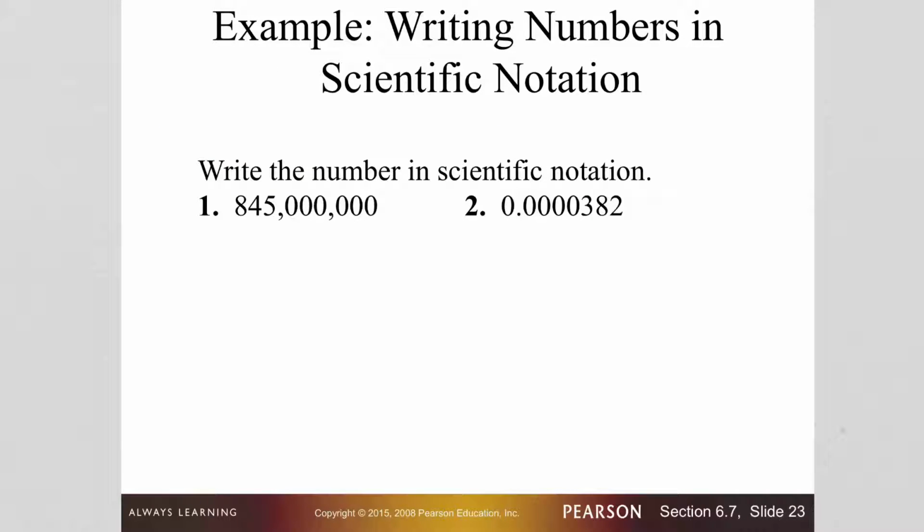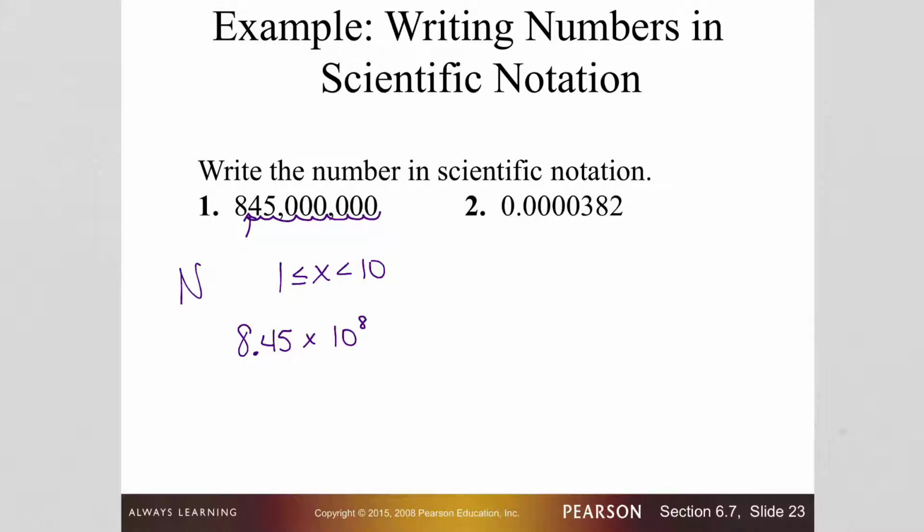Okay, so in this problem, number 1, I want to write this in scientific notation. So I need to have my n to be greater than or equal to 1, but less than 10. So that means my decimal has to go right there, because that would put us at 8.45, which is greater than 1, but less than 10. So 8.45 times 10. Now this had to move 1, 2, 3, 4, 5, 6, 7, 8 places. So there we go.